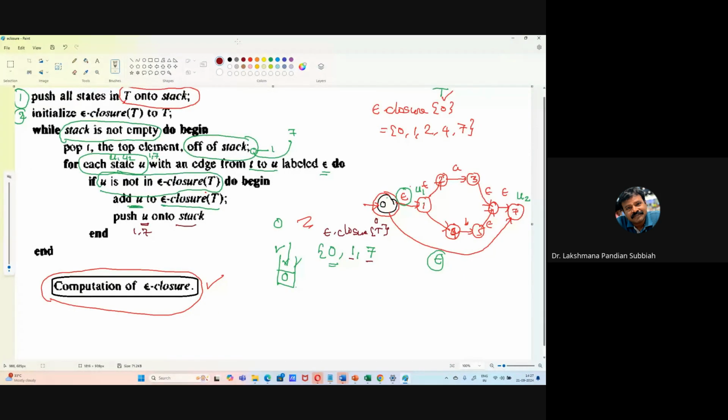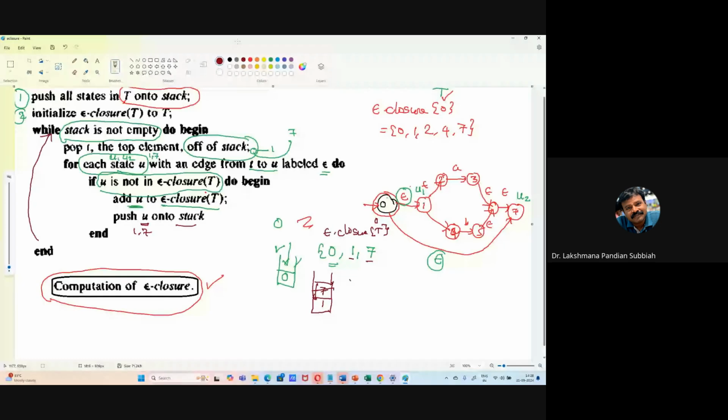Currently the stack has popped out 0, so we are pushing now 1 and 7 onto the stack. Right? Now we'll go for the while loop. You continue now. The while loop runs while the stack is not empty. Now the stack has 1 and 7, so you have to pop 7.